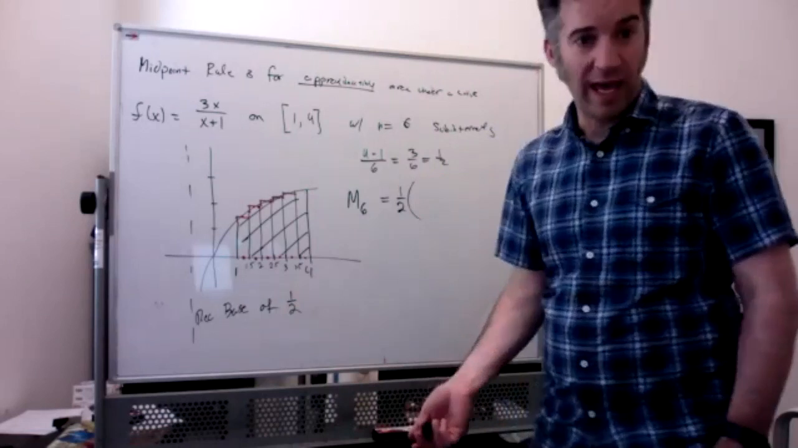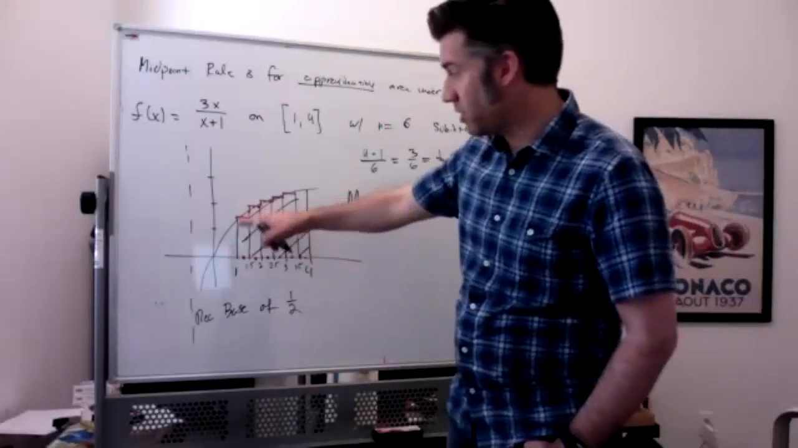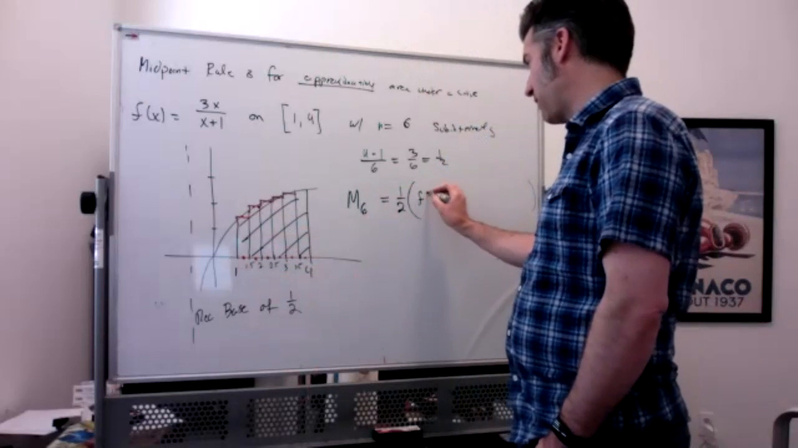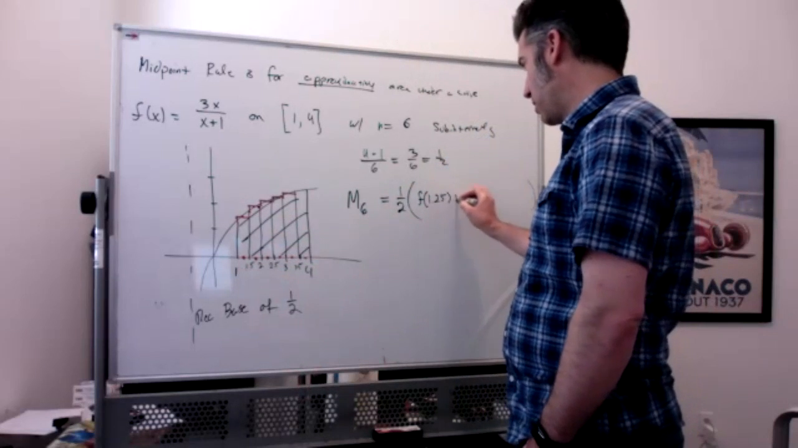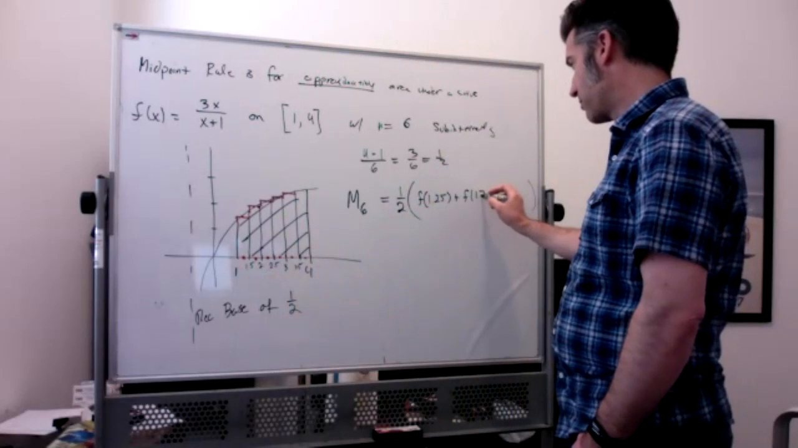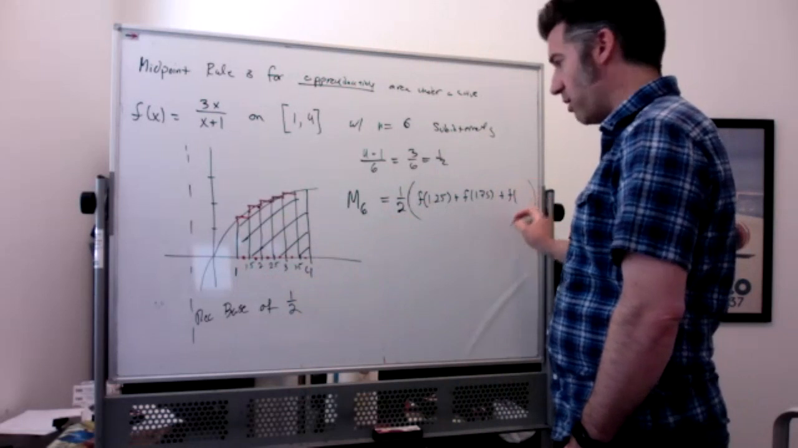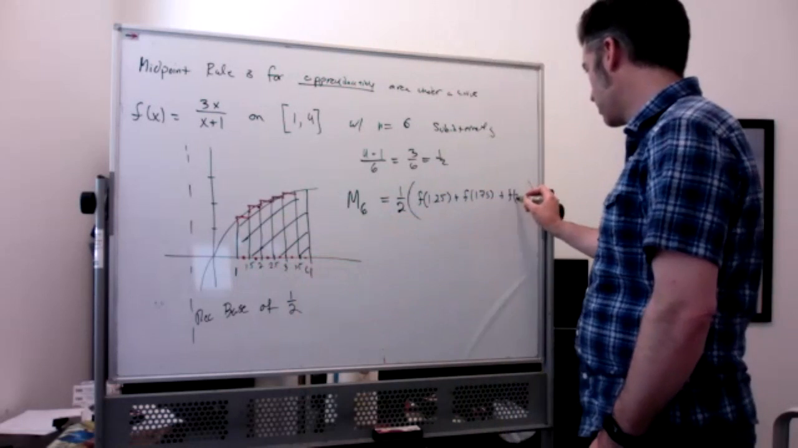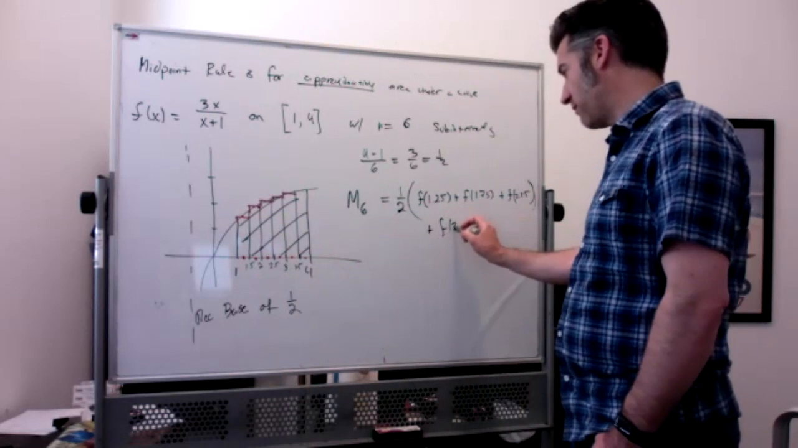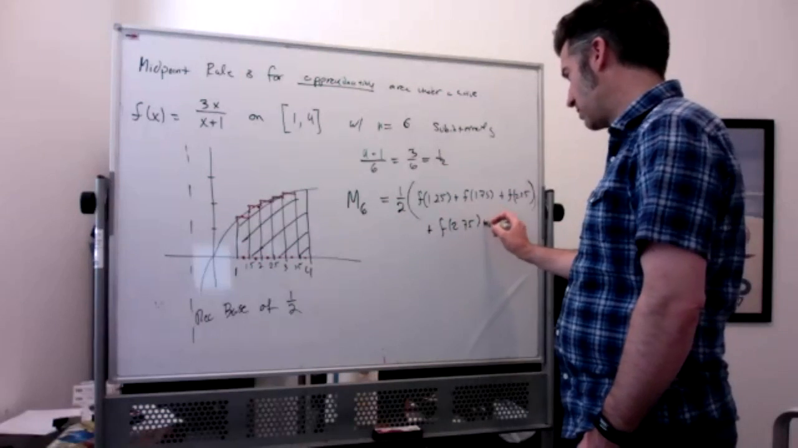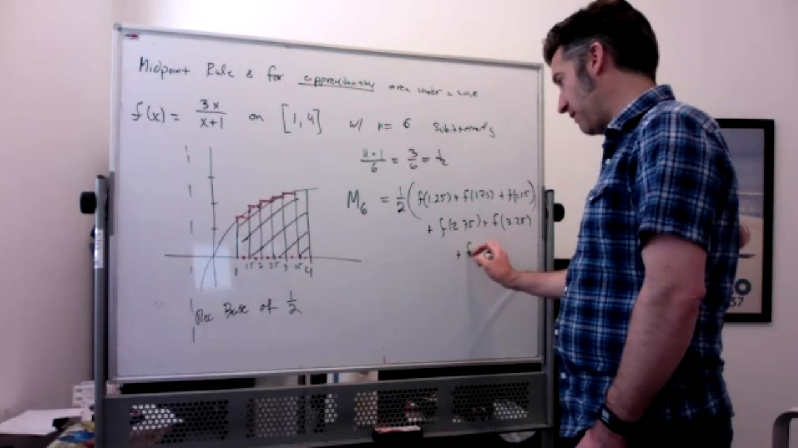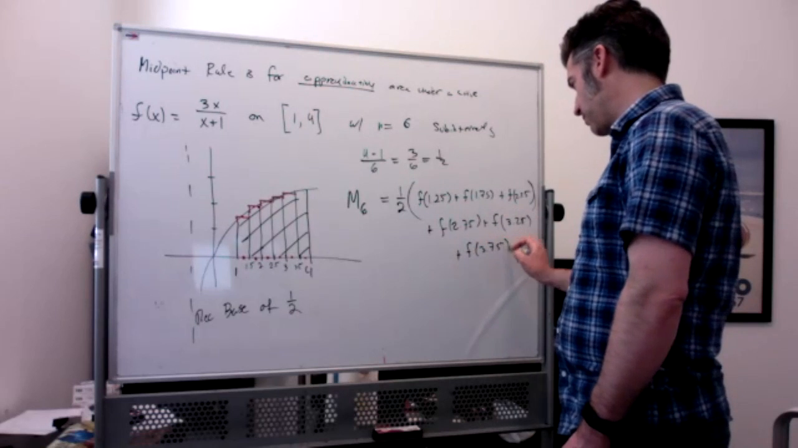Now we have to find all the heights. So the height is going to be the function value evaluated at 1.25. So it's going to be f of 1.25 plus the next one's going to be f of 1.75. The next one's going to be f of 2.25. The next one's going to be f of 2.75. The next one's going to be f of 3.25. And the last one's going to be f of 3.75.